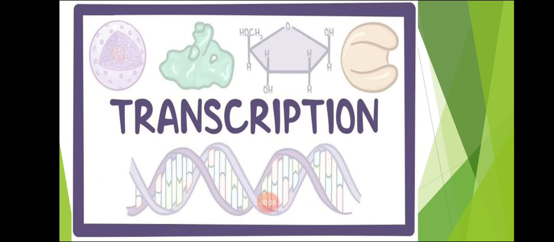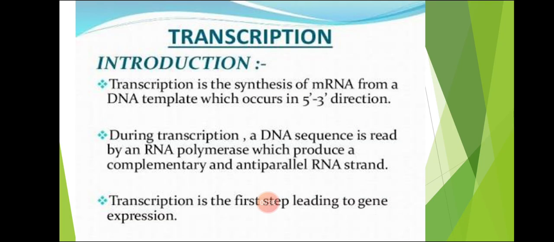We will start with the definition part. Transcription is the synthesis of mRNA from DNA which occurs in 5' to 3' direction. In simple words, transcription means the genetic information is copied from DNA to RNA. This genetic information is in the form of coding sequence, codons.